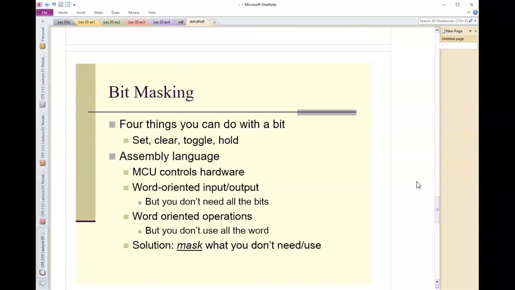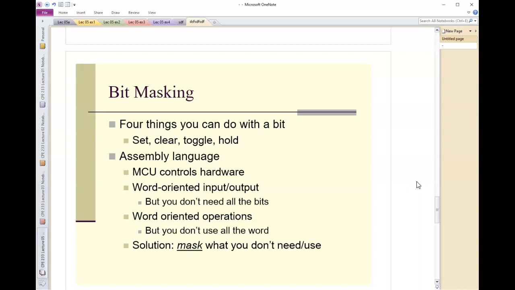So one of the famous operations in working with assembly language is the notion of bit masking. Now the problem is, well, we'll talk about the problem in a second. So essentially it's based on the four things you can do with a bit. You can set the bit, clear it, hold it, or toggle it. Okay, so these are just classic. I always say this over and over again.